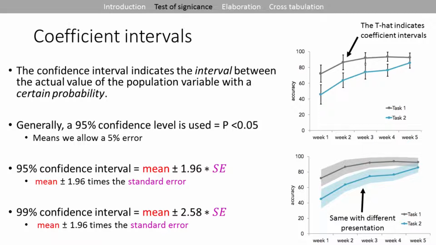As I said, generally we use the 95% confidence level, which is the p-value 0.05, which means we allow 5% of error. It's basically the inverse of the p-value logic on the previous slide. And it's calculated from the mean, plus and minus 1.96 times the standard error. As you can see, we can use the mean and standard error again. So those are the basic building blocks for how you can calculate the confidence interval from the mean.